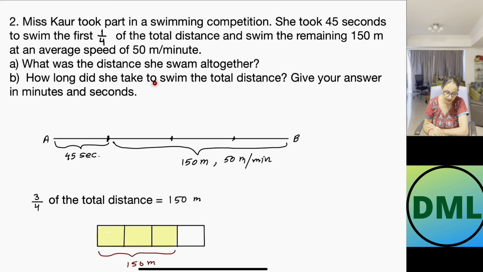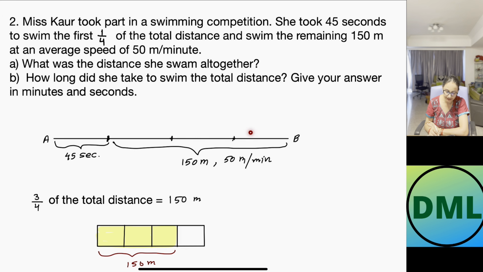How long did she take to swim the total distance? Give your answer in minutes and seconds. We need to first understand that she is swimming from one end to another. She covers 1/4 of the distance in 45 seconds.